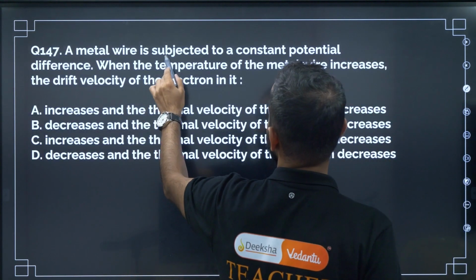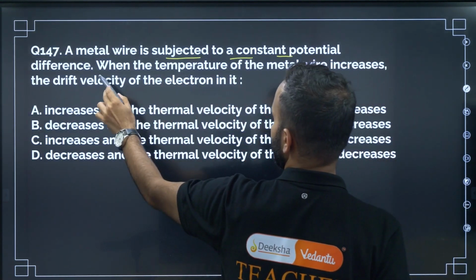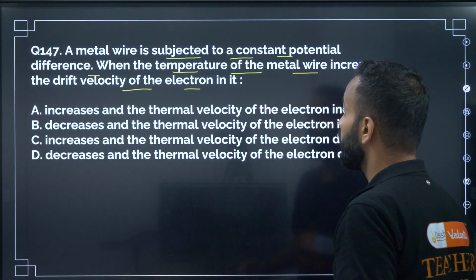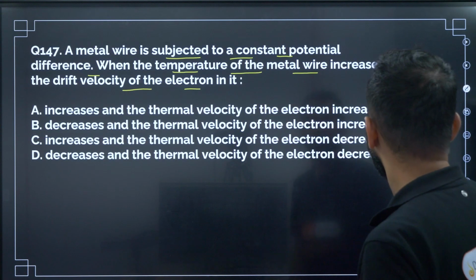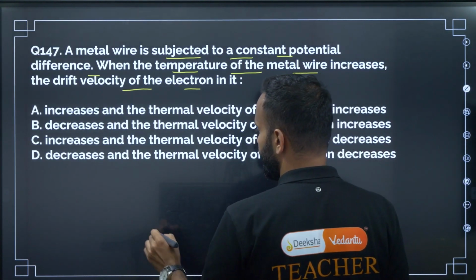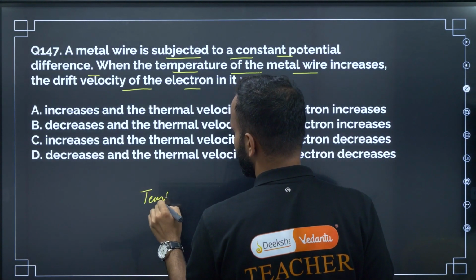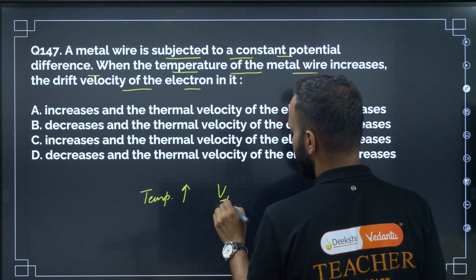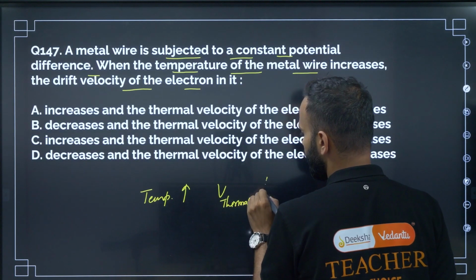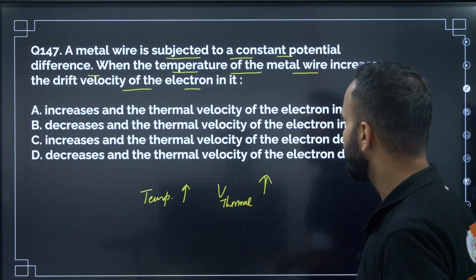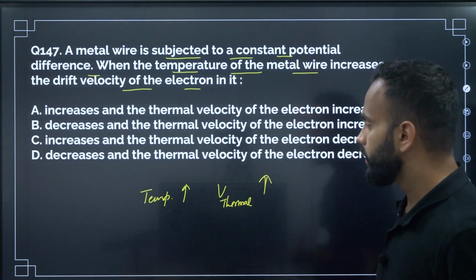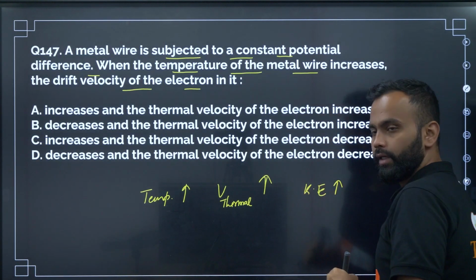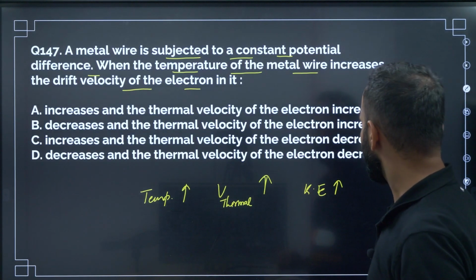A metal wire is subjected to a constant potential difference. When the temperature of the metal wire increases, the drift velocity of the electron in it. Okay, so here when the temperature increases, the thermal velocity of the electron increases, right? Thermal velocity of the electron increases, isn't it? So as the value of thermal velocity of the electron increases, the kinetic energy will also increase, right? Isn't it? Kinetic energy will also increase.